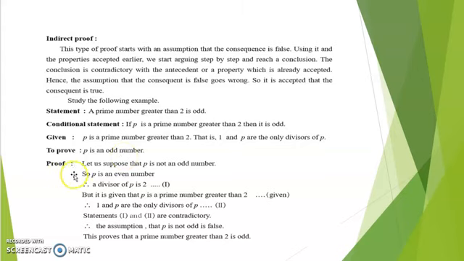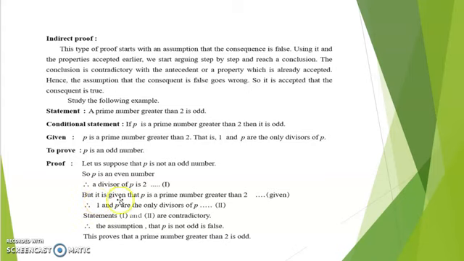So let us start with the proof. We have to assume this particular statement is false. That is how indirect proofs are. So let us suppose that P is not an odd number. If P is not an odd number, that means it is an even number. Therefore, a divisor of P is 2. If it is an even number, it is divisible by 2. So I am naming this statement 1.